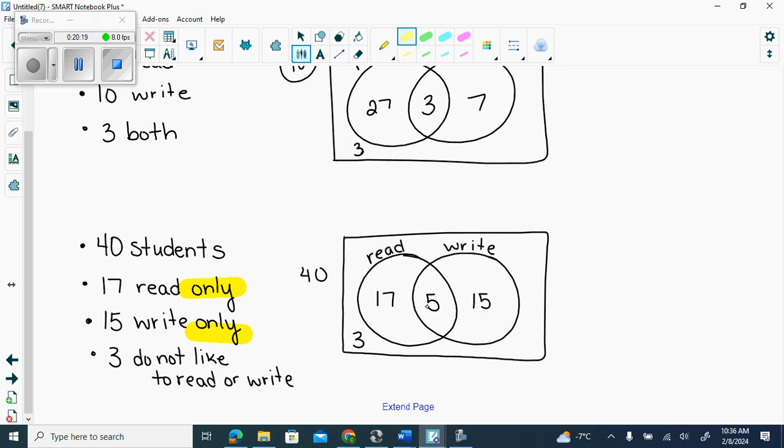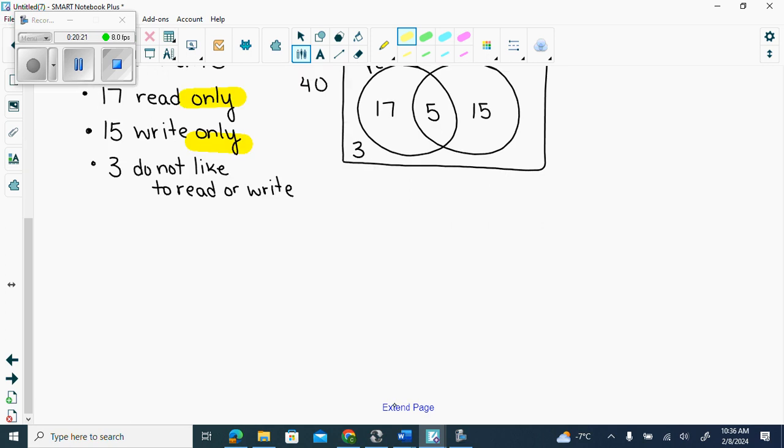Okay. And we're going to go to our last one, which is a bit harder. I don't give you the and. I give you each of the singles. So I'll tell you how many read. I'll tell you how many write. I'll tell you how many do not like to do either. And I'll give you the total, and you have to get the and. Remember, we went over that a few times. You did like 3 or 4 examples in your own set.